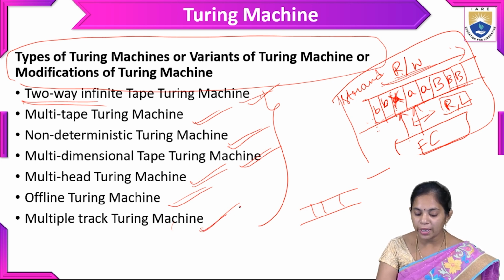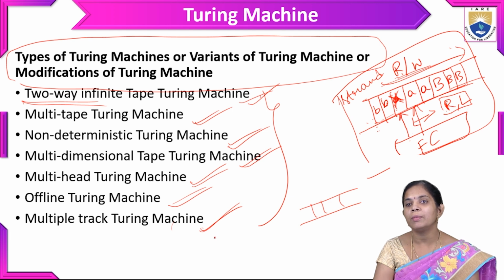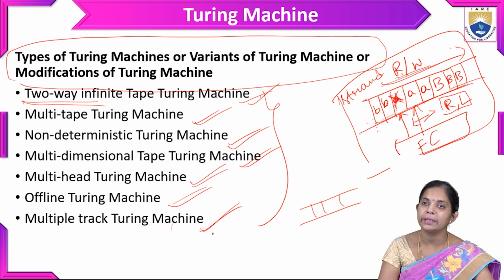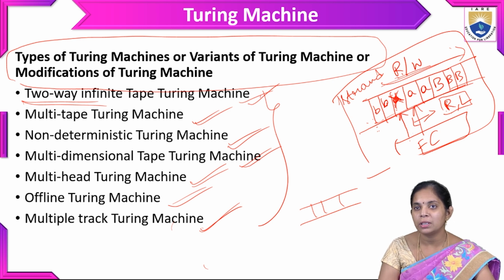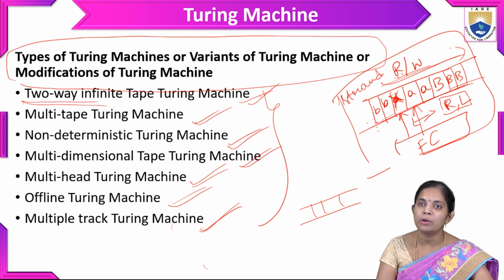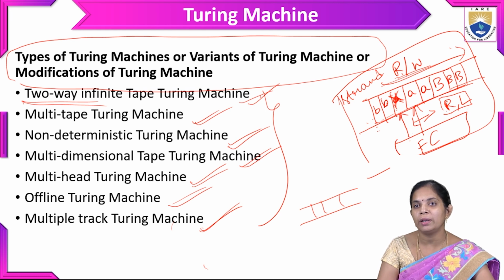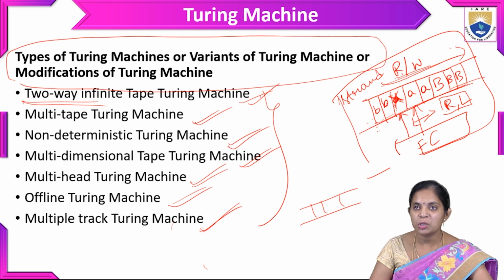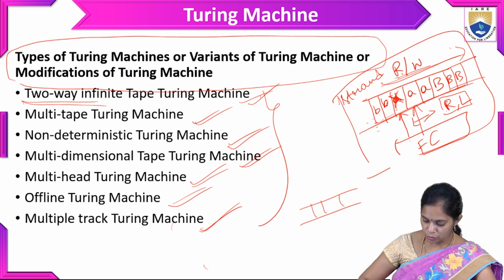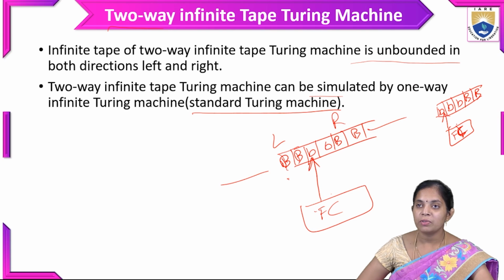And the multiple-track Turing machine has multiple tracks in a single tape. We write the input in the tracks one by one, and at a time the single head can control the multiple tracks, the read and write operation is performed, and it can move in the left or right direction. So these are all about the Turing machine variations.